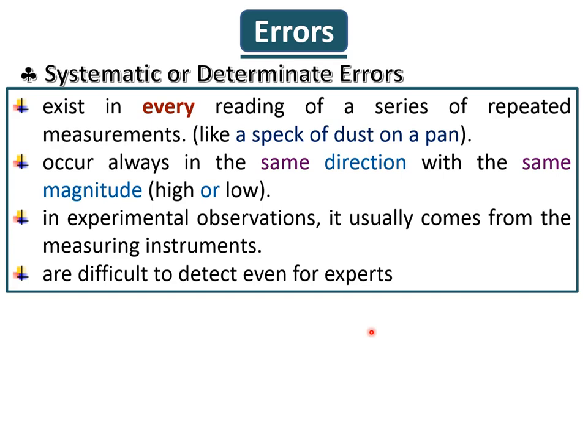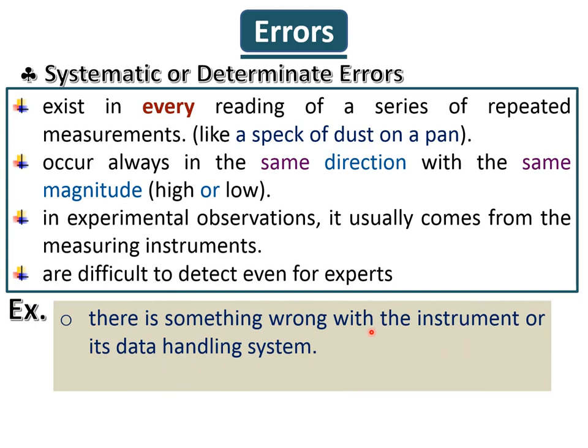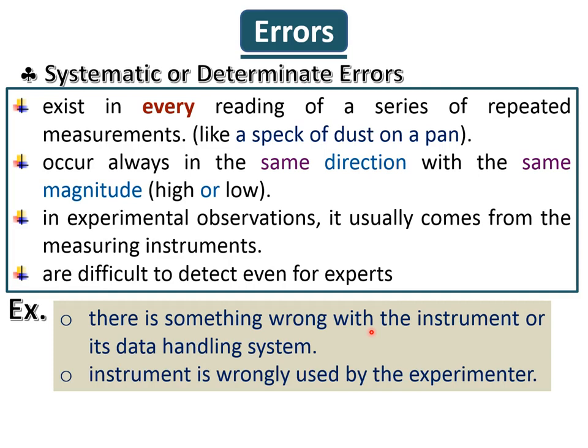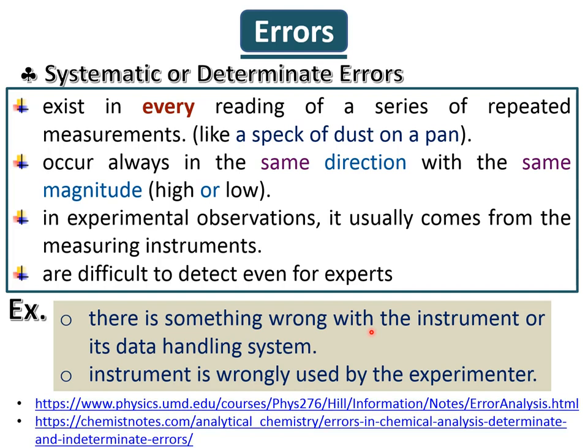Examples of this: if something is wrong with the instrument or its data handling system, this will give some systematic error. If the instrument is wrongly used by the experimenter, if you are using the machine in a wrong way, this will result in a systematic error. I encourage you to go to these two websites, and I will upload the lecture for you to get more details and more examples about the different types of errors.